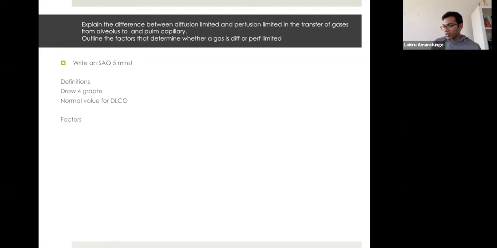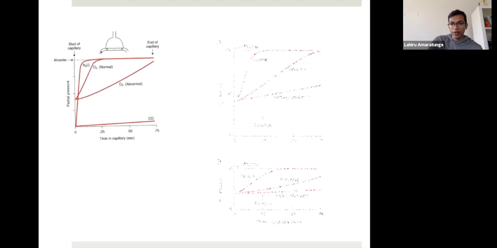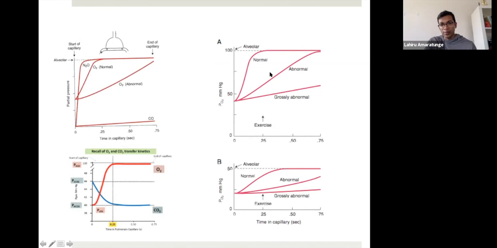Good. So I imagine these are the four gases that you could really draw graphs about and give examples on. I've taken these three here from West. They're probably all pretty familiar to you. So being able to draw that with the time in the capillary on the x-axis, because that's practically what you want to know, and the partial pressure without necessarily any units, but having alveolar partial pressure up here and zero at the bottom, is a useful way of doing that as well.